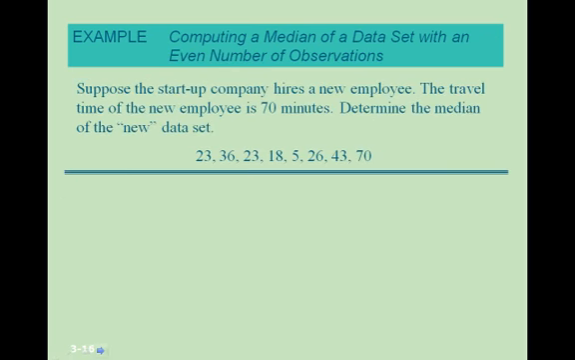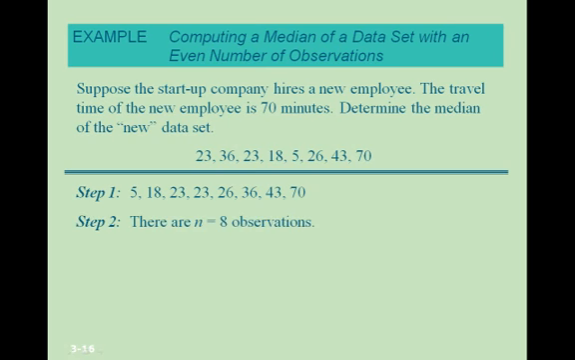Now we want to look at an example where we compute a median of a data set with an even number of observations. Suppose the startup company hires a new employee. The travel time of the new employee is 70 minutes, so we add it on to the n now. And we want to determine the median of our new data set. Remember, the first step is to put them in ascending order. The value of 70 is higher than any of the other previous values, so we can simply add it on to the end of our list from our previous example.